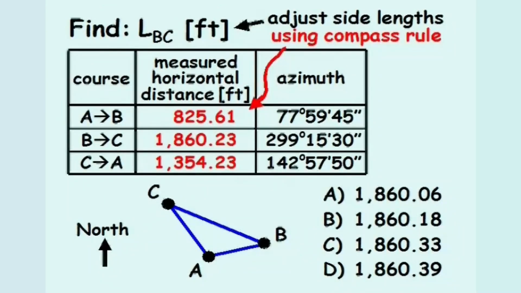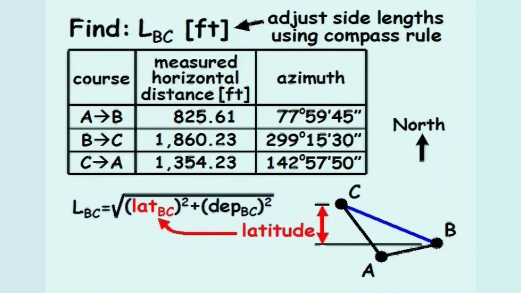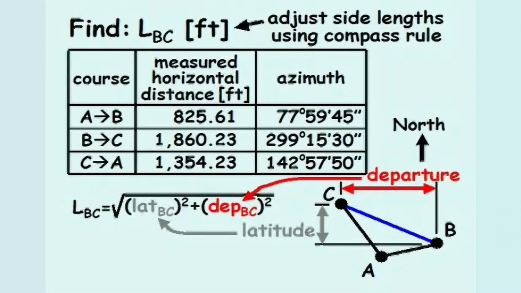The length of course BC equals the square root of the latitude of course BC squared plus the departure of course BC squared. In plane surveying, the latitude of a course is the north-south distance covered when traversing from the beginning of the course to the end, where a northward direction is a positive latitude and a southward direction is a negative latitude. The departure of a course is the east-west distance covered when traversing from the beginning of the course to the end, where an eastward direction is a positive departure and a westward direction is negative.